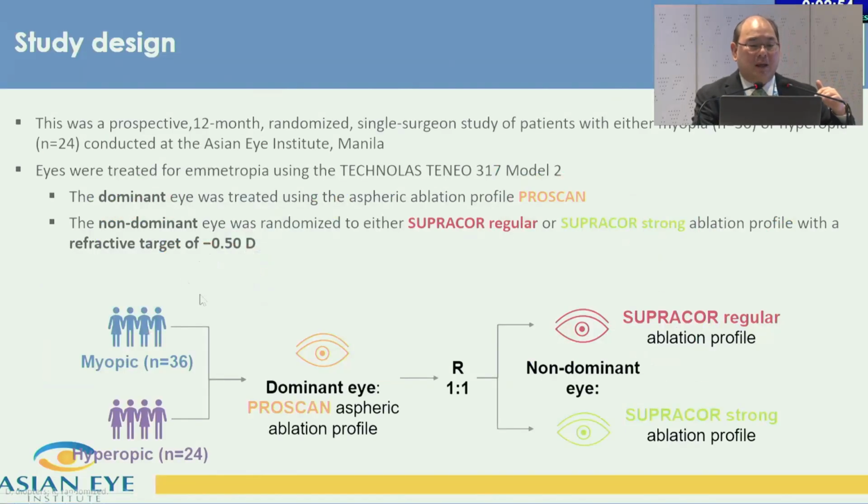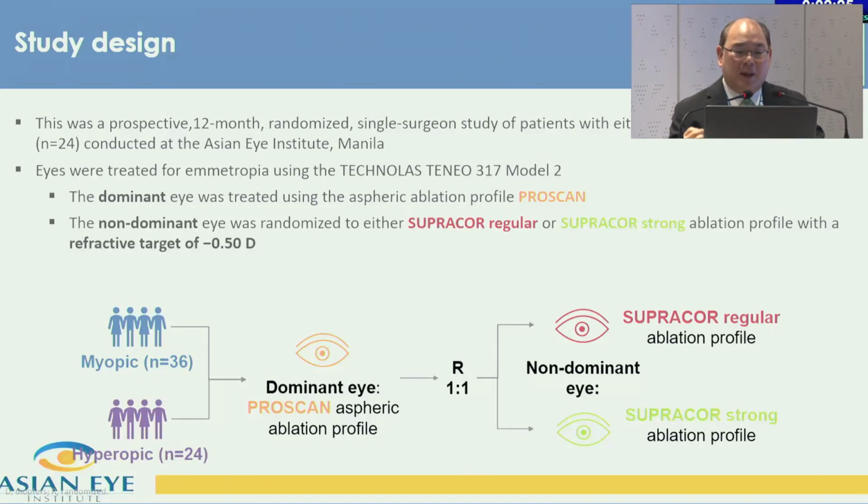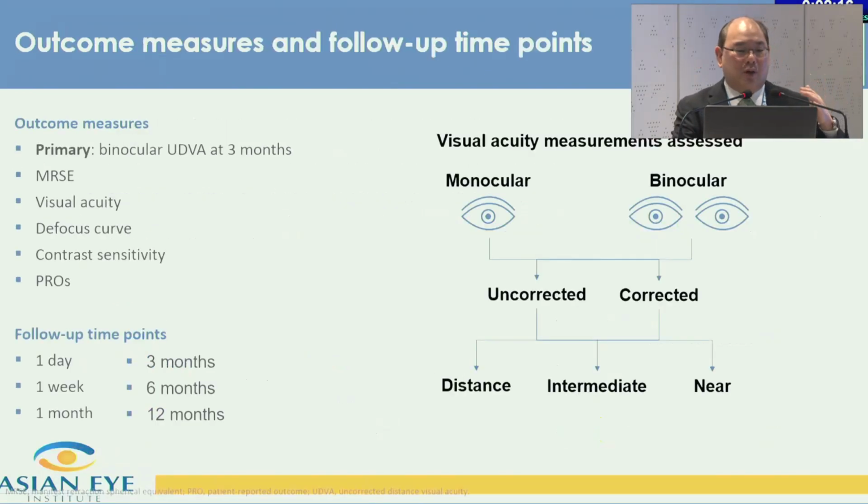So in our study, we recruited patients. They were either myopic or hyperopic presbyopes, and we randomized them. My technique in presbyopia treatment is modified monovision, meaning I want to make sure the dominant eye is good for far. So we use ProScan treatment. The non-dominant eye will be good for near, but with good distance as well. So that gets Supracore. The non-dominant eye in the study will either get a Supracore Regular or a Supracore Strong. That's the randomization we chose. So we have these tests and 12 months follow-up.